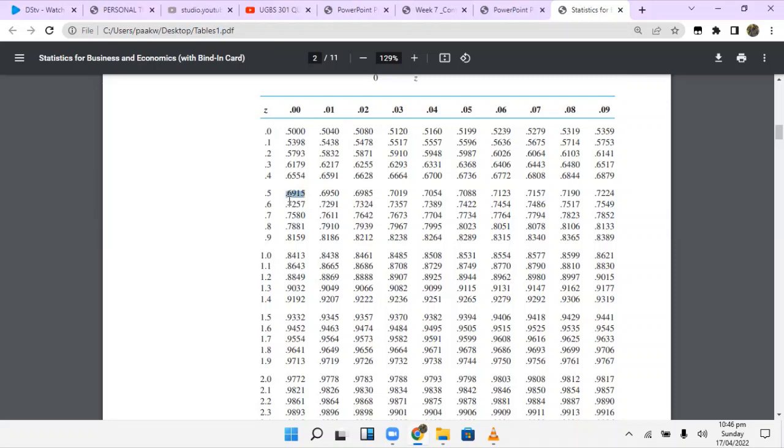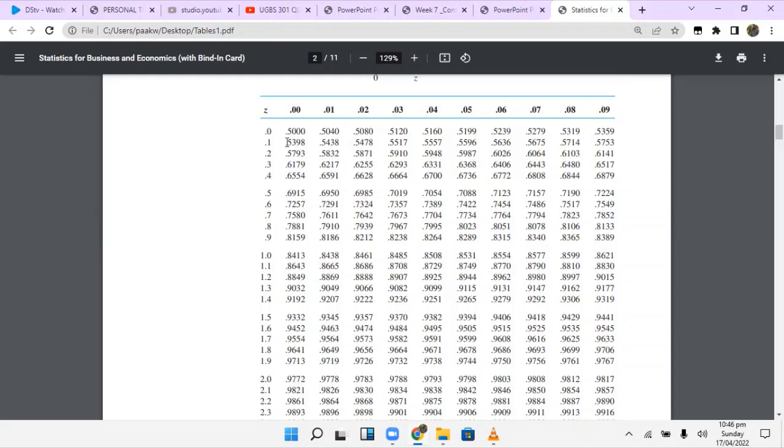So this one, we are looking for the probability for positive 2.0. So it's 2.0, and on the top, you choose 0.00 where they meet. So they meet here. That's 0.9772. Do you get it? So your probability is that. Can you go back?